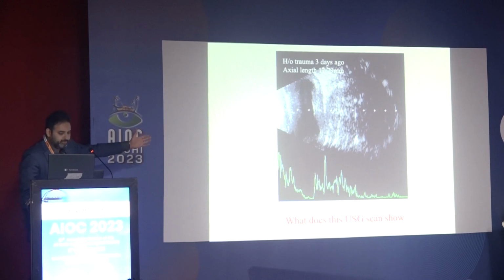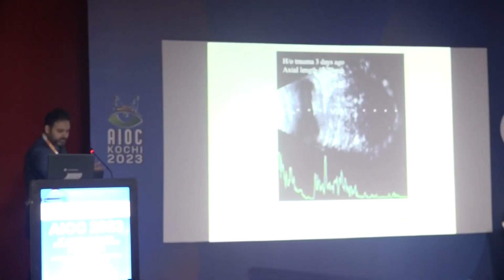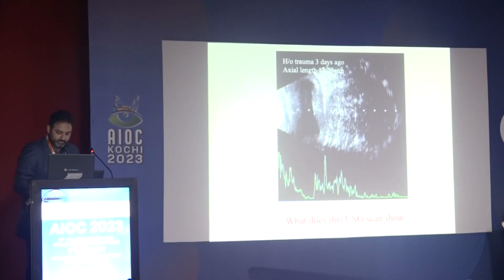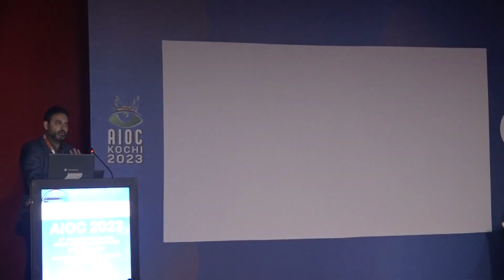The history is trauma 3 days back. The axial length is 12.7 something, and the patient says prior to trauma, everything looked fine to me, sir. So what's going on? The eye is small, right? So did the patient suddenly develop microphthalmia because of trauma?